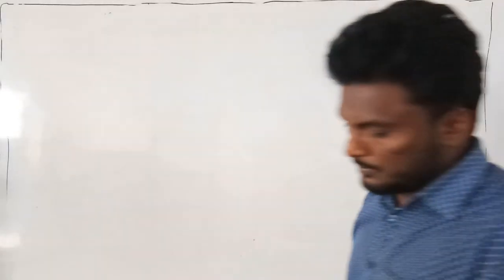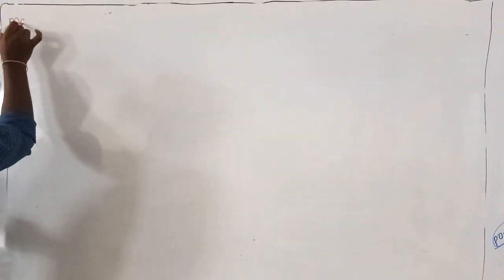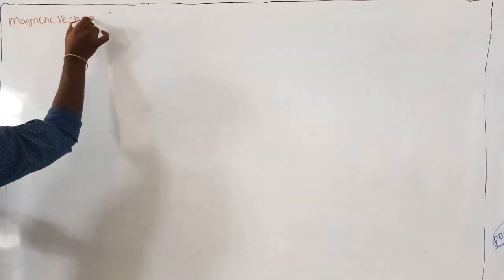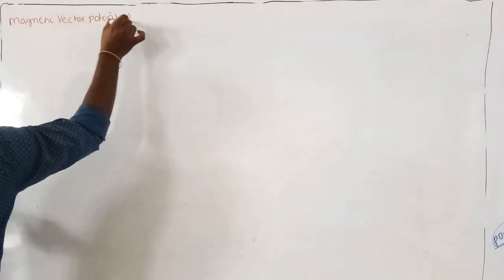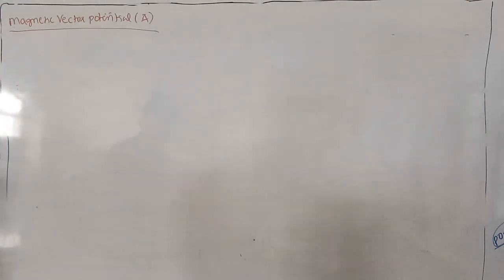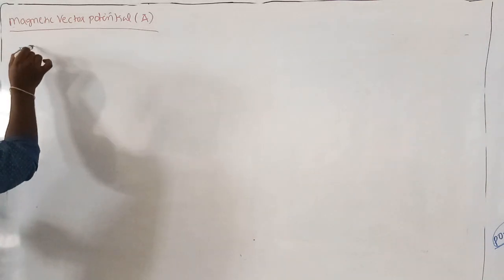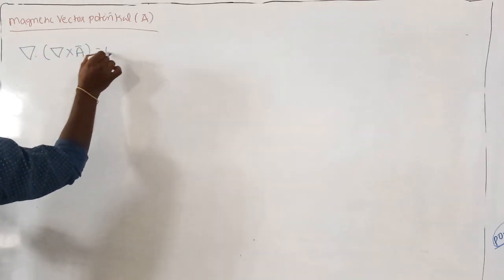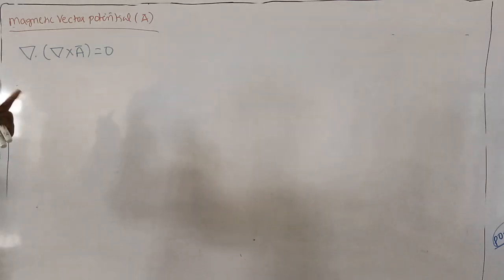Now, see, the magnetic vector potential, or vector magnetic potential, both are the same. It is represented with the capital A bar. Now to define this magnetic vector potential, it should also follow the properties of curl. What is the property? The divergence of the curl of any vector equals 0. This is the property which the magnetic vector potential should follow.